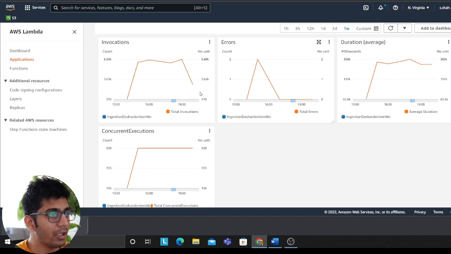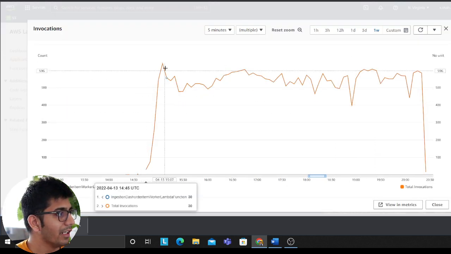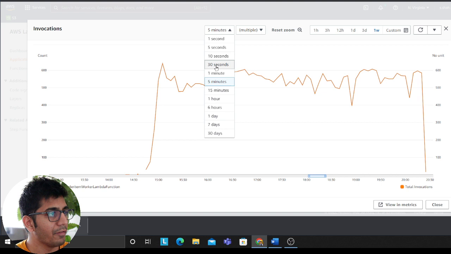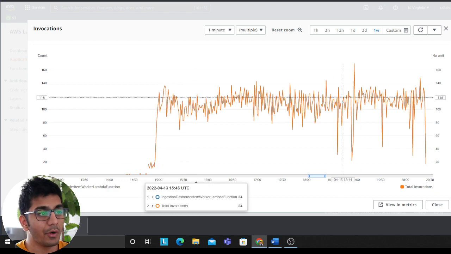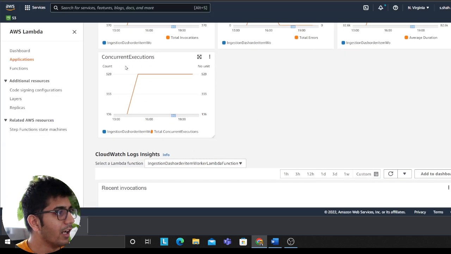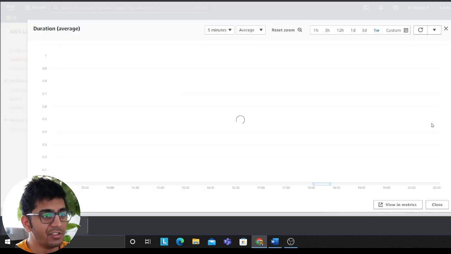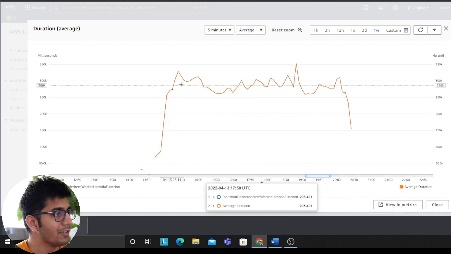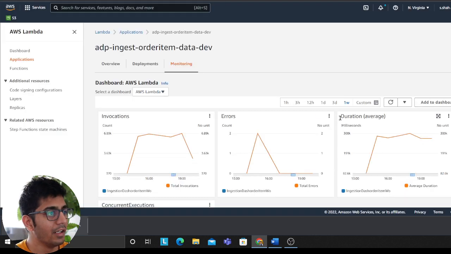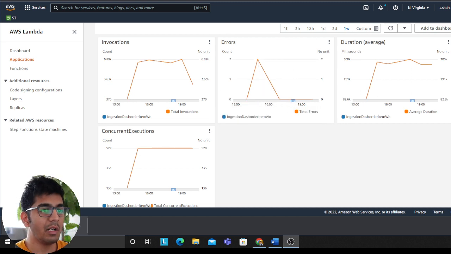The other thing I want to show you is the invocations. On a 5 minute interval, and if I switch to a minute interval, roughly 120 to 200 invocations are being made. Then I showed you the concurrent executions. Then this is the duration of the Lambda. So amazing, right? How we were able to do all these things.